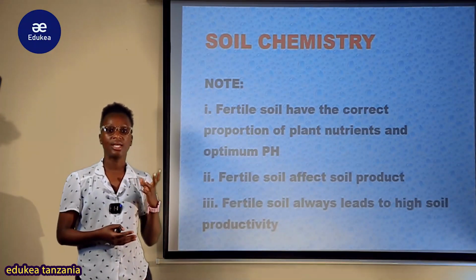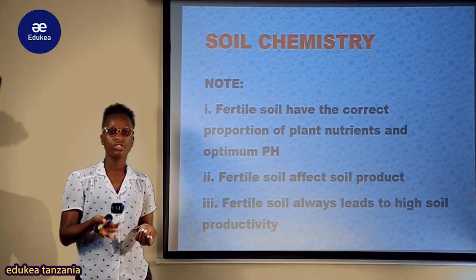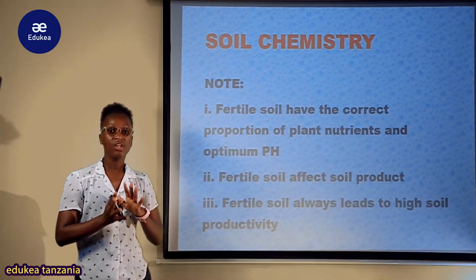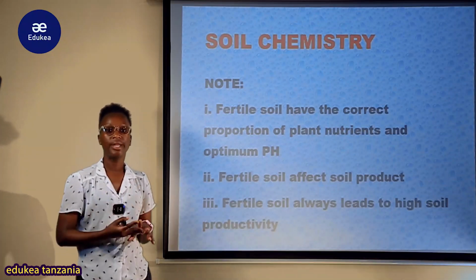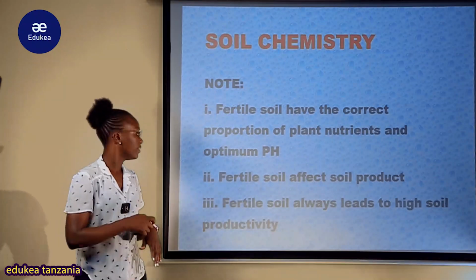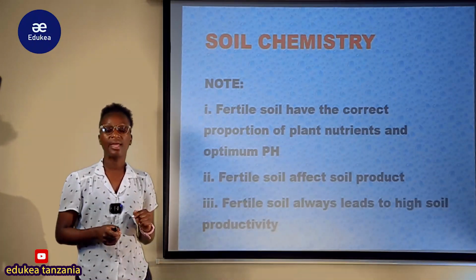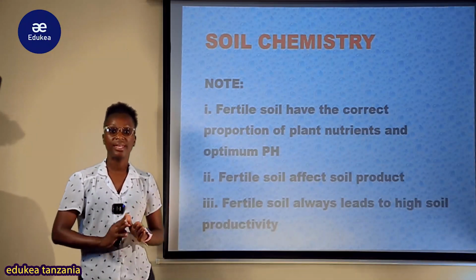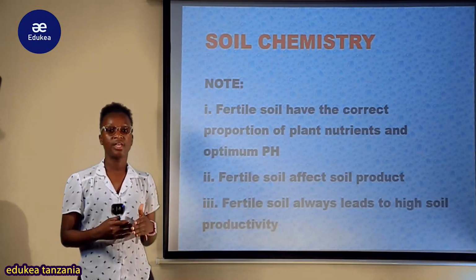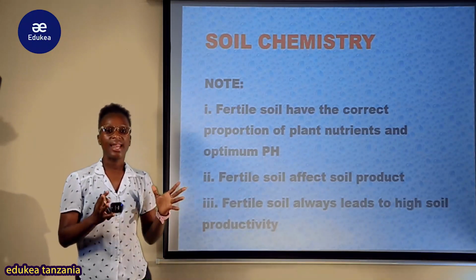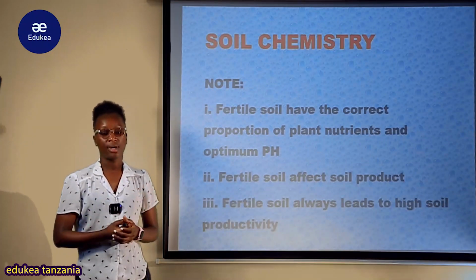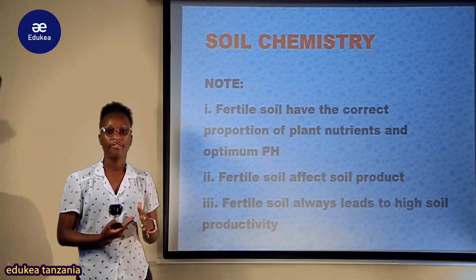Those macronutrients like nitrogen, phosphorus and potassium, but also those micronutrients, for instance manganese and so forth. So you can see, in order for the soil to be fertile, it should have the proper proportion of plant nutrients, but not only that, it should have the optimum pH. Simply ni kwamba ile degree of acidity and alkalinity, it should be in a clear manner. Simply kusiwe na excess acidity or excess base ambayo itafanya destruction na zile plant growth. So ile acidity na basicity, it should be in the optimum, katika ile average ambayo inahitajika ili kufavor plant growth and so forth.